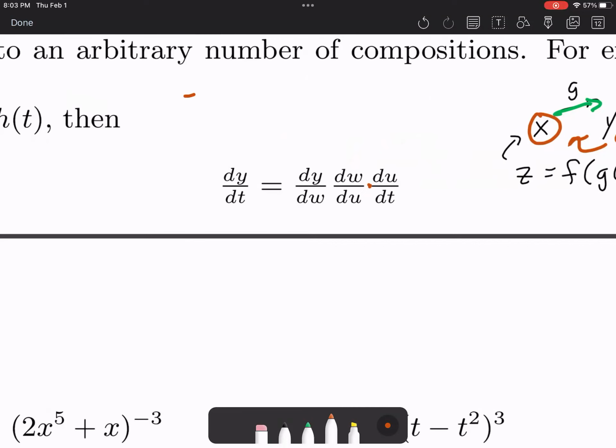Here we have a variable t that maps to a variable u, which maps to a variable w, which finally maps to a variable y. So we can differentiate y with respect to t, so I can connect this variable to that variable by multiplying by the derivative of y with respect to w, and then the derivative of w with respect to u, and finally the derivative of u with respect to t.